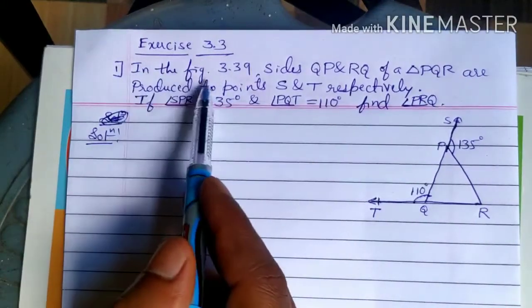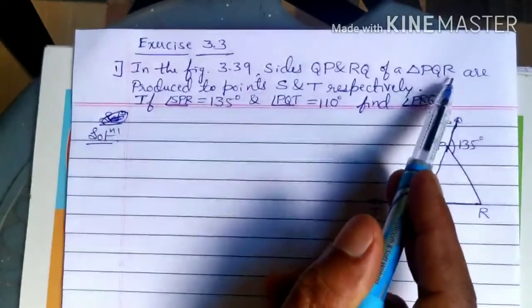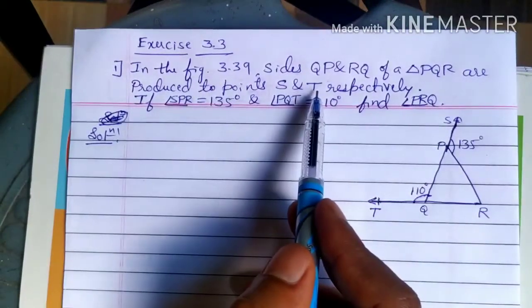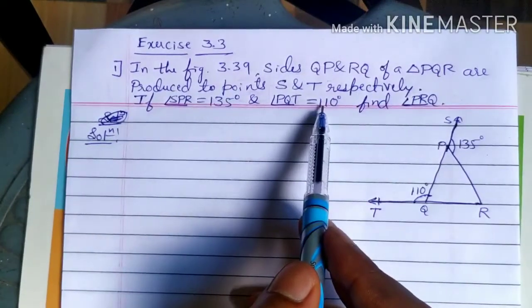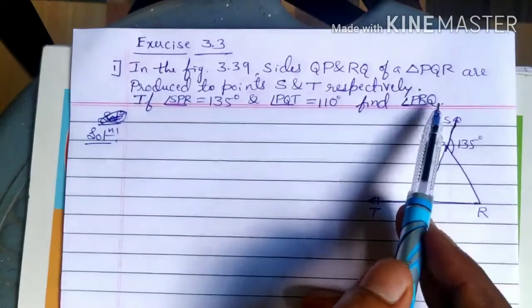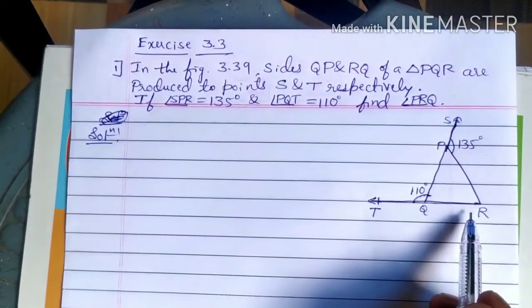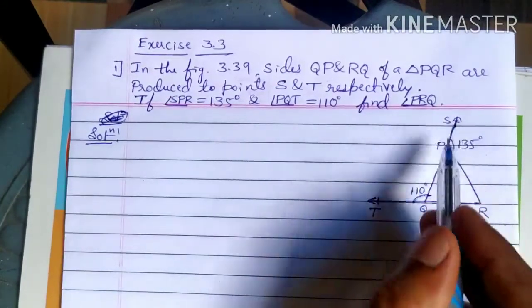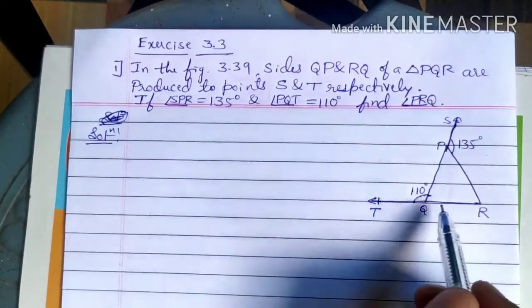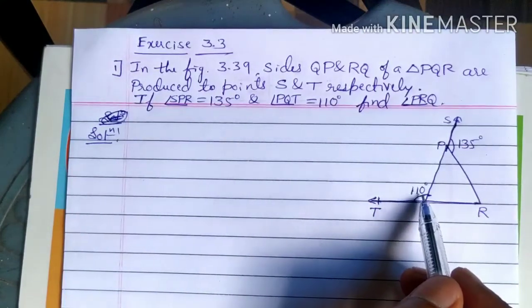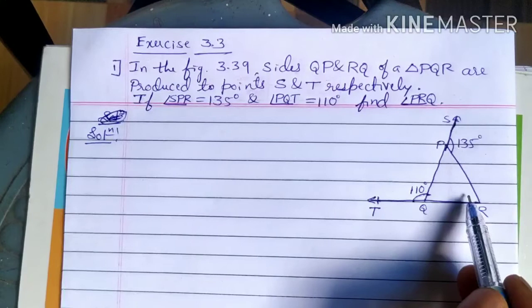The first question is, in figure 3.39, sides QP and QR of a triangle PQR are produced to points S and T respectively. If angle SPR is equal to 135 degrees and angle PQT is equal to 110 degrees, find angle PRQ. So QP and QR are extended in that direction. And given that angle SPR is equal to 135 degrees, PQT is equal to 110 degrees. Find PRQ. We have to find this angle.